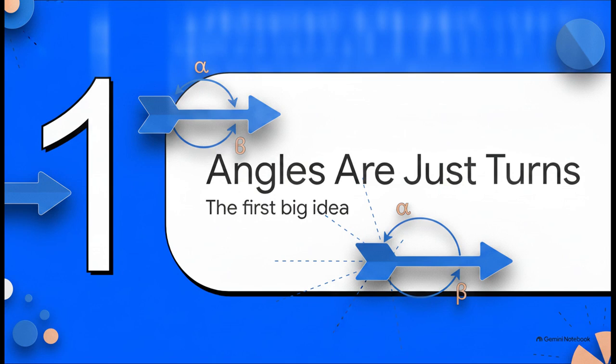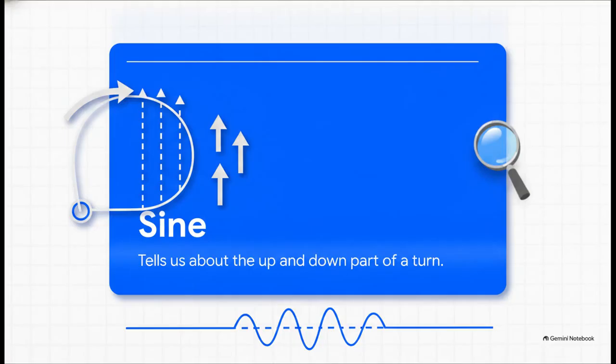All right, section 1. Angles are just turns. This is our first big idea. So, to see how this family tree grows, let's just totally forget about complicated triangles for a second. Instead, I want you to imagine a little arrow pointing right. You turn it, and boom, you get an angle. Turn it again, you have another angle. Angles are literally just turns.